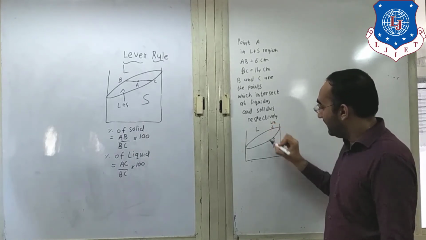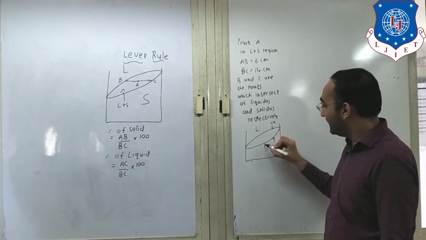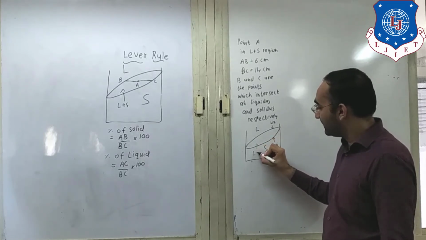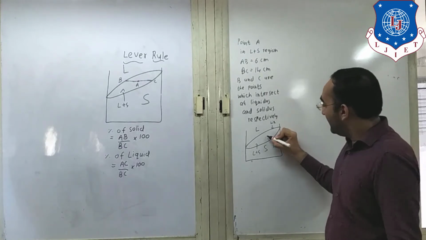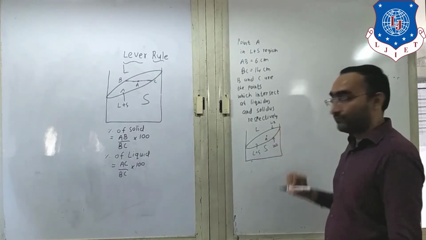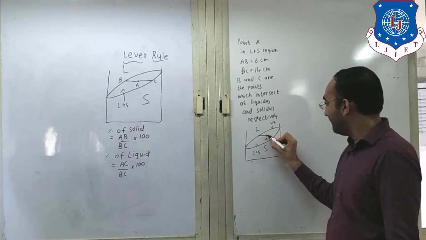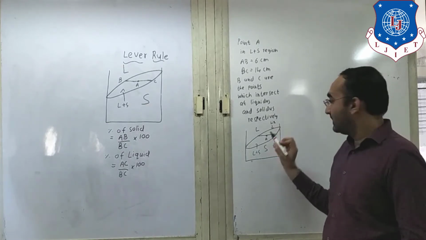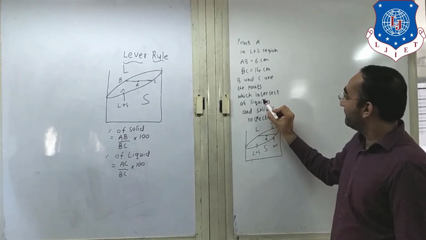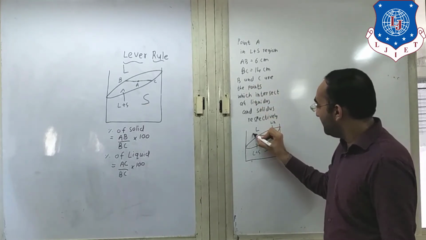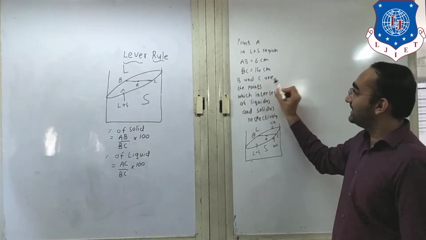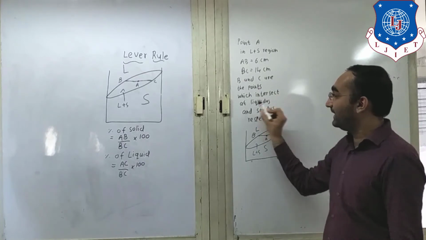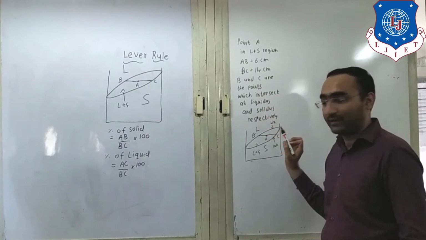This is our liquid region, this is our solid region, and this region is the liquid plus solid region. The point A is located in this particular zone. Stretch a line parallel to your base. At the liquidus, which point are we getting? We are getting B. And at the solidus, we are getting C. I have written that B and C are the points which intersect at the liquidus and solidus respectively.